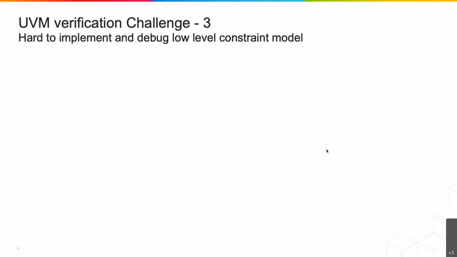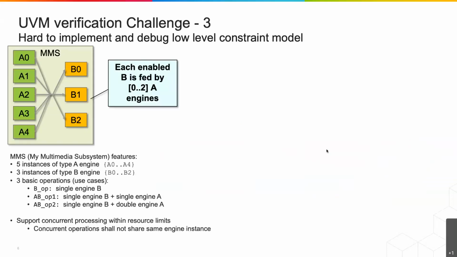SV has excellent declarative constraint language support. However, for modeling scenarios as subsystems and beyond, the low-level constraint model in SystemVerilog is often hard to implement and debug. A good example can be seen in a multimedia subsystem verification that has multiple input engines and output engines. There are rules on how the input and output engines need to be mapped. In this case, there are 5 input engines and 3 output engines.